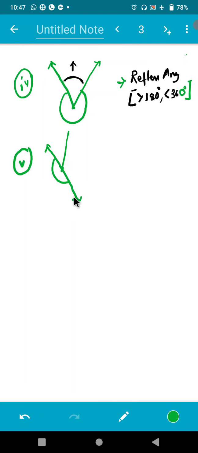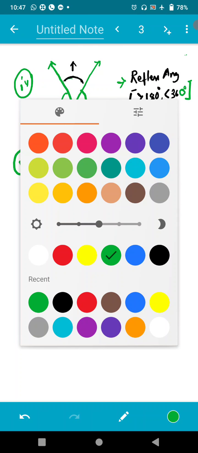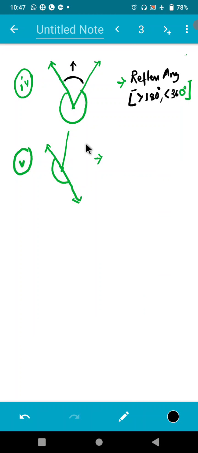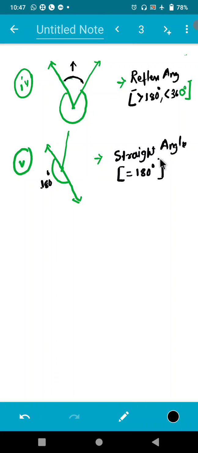This is a straight angle. This whole angle will be half a revolution, and it is termed a straight angle. Why is this a straight angle? Because it measures 180 degrees, exactly equal to 180 degrees.